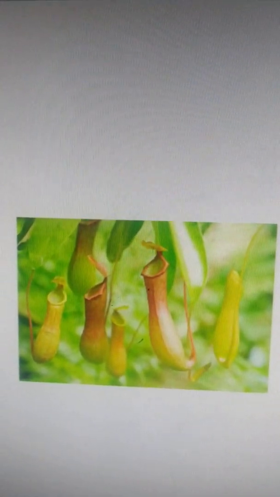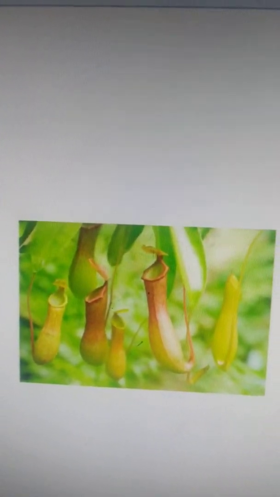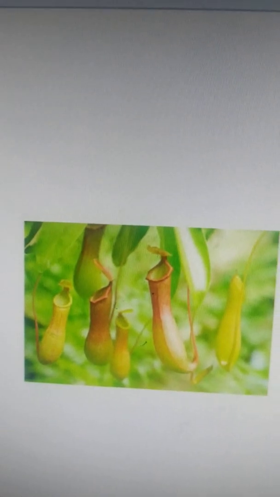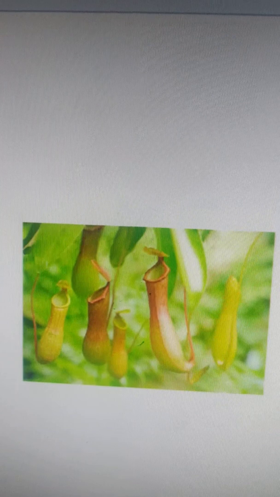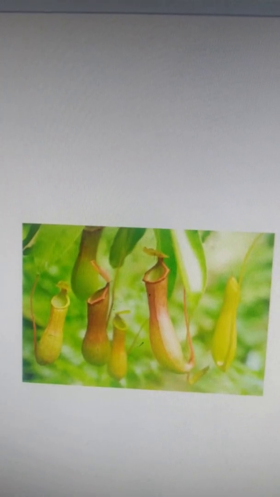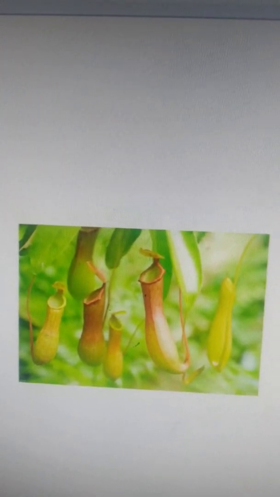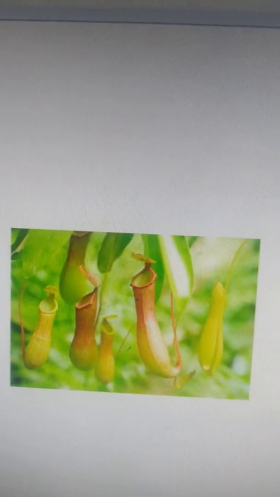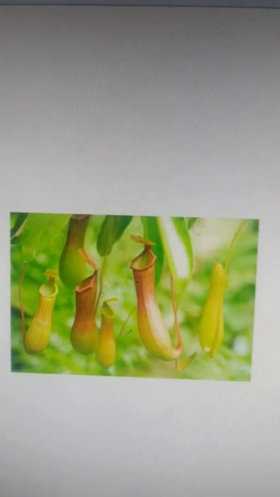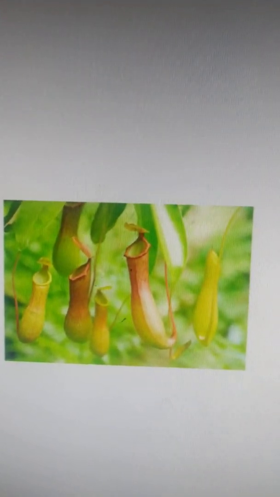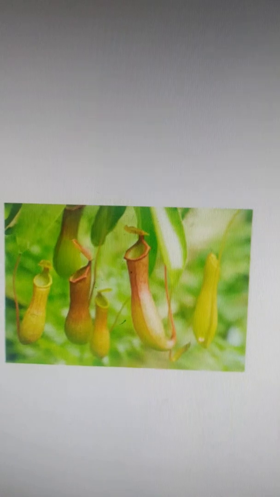There are some green plants which obtain their food partly from the soil and atmosphere and partly from small insects. Those green plants which obtain food partly from insects and partly from the atmosphere are called insectivorous plants. Insectivorous plants are also known as carnivorous plants. They have specialized leaves to catch insects.